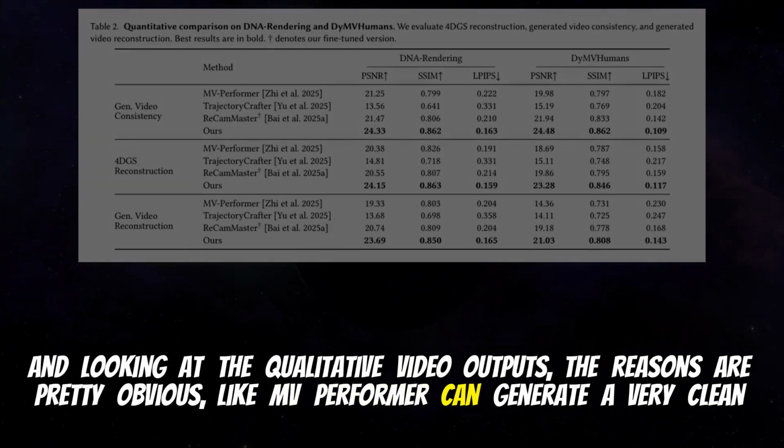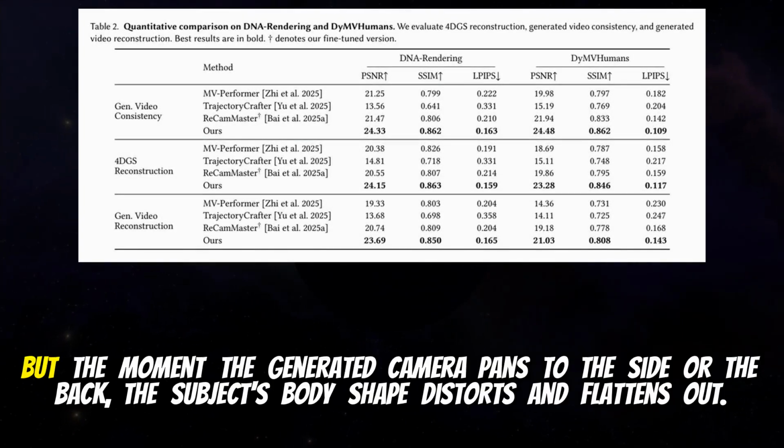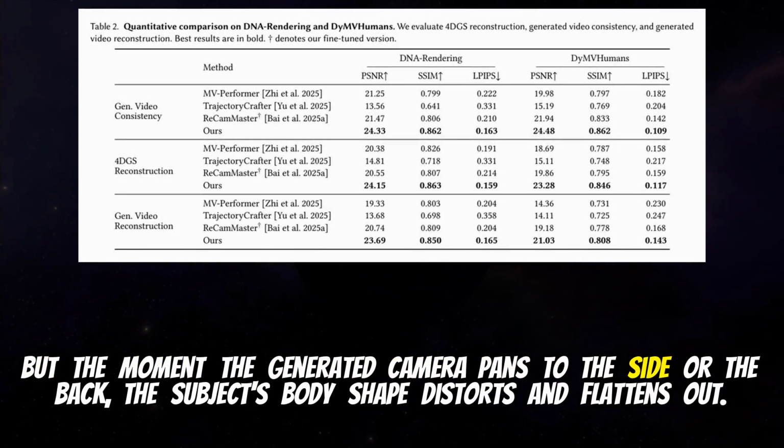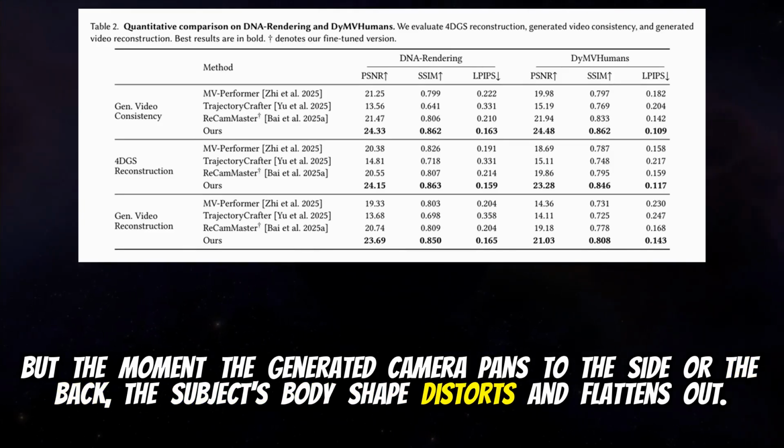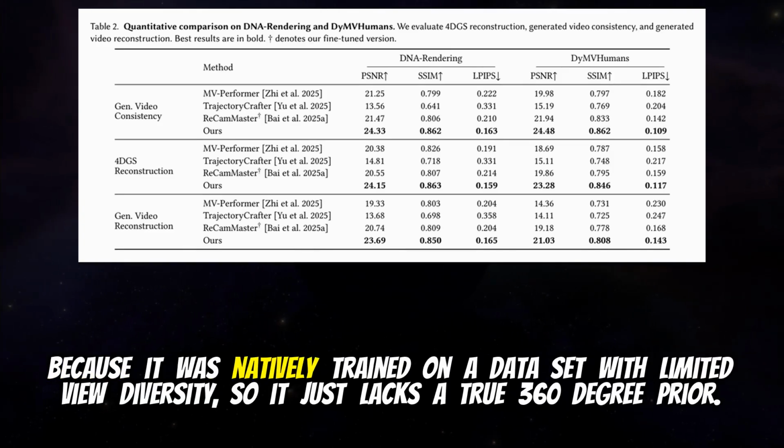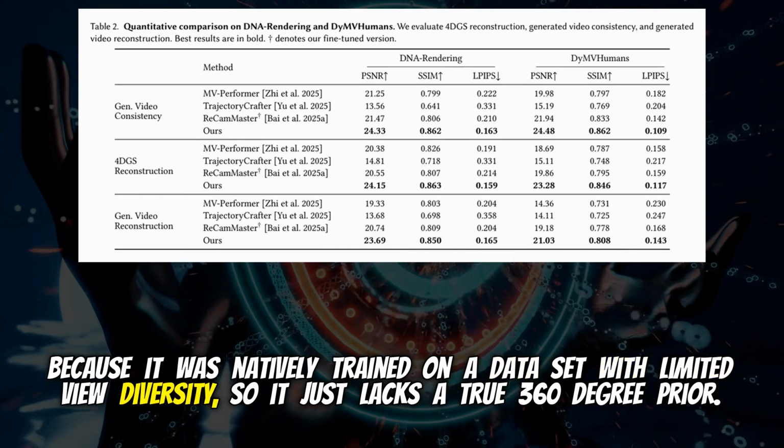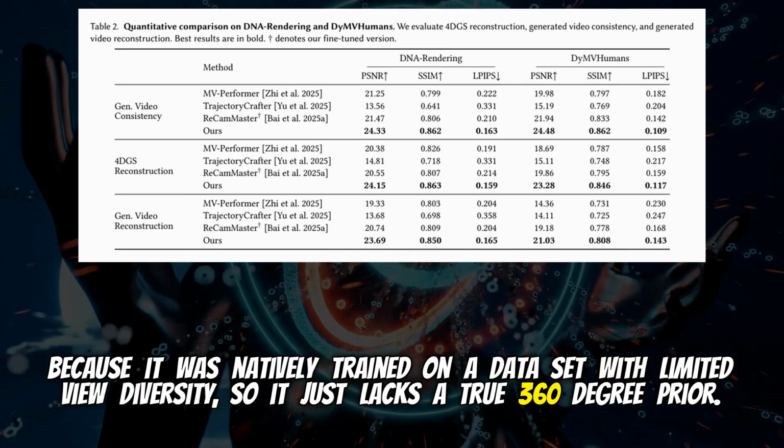Like, MVPerformer can generate a very clean frontal view, but the moment the generated camera pans to the side or the back, the subject's body shape distorts and flattens out, because it was natively trained on a data set with limited view diversity, so it just lacks a true 360-degree prior.